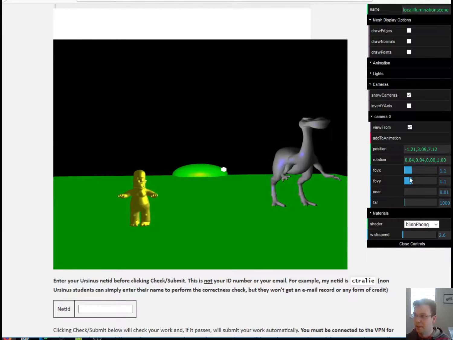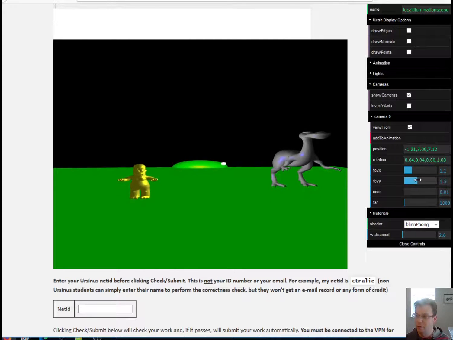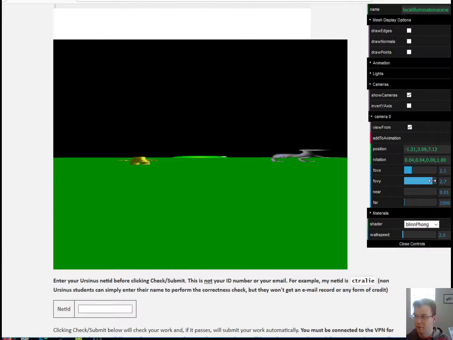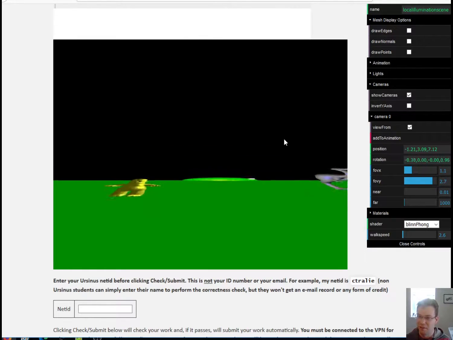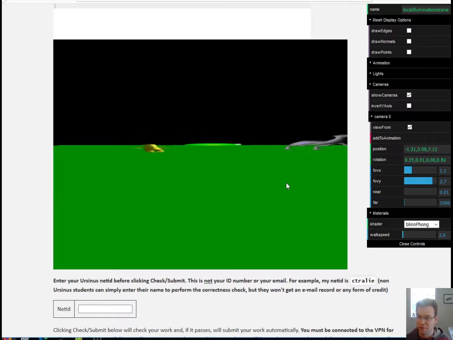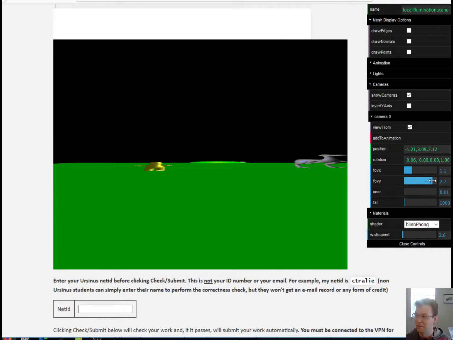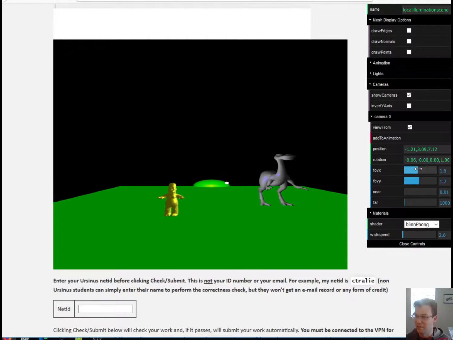Okay. But I can also mess with the field of view in y and do the same thing. So now I'm seeing a lot more in the y direction. And this looks really weird. We don't really see it this way. We have a much more symmetric field of view across both those axes. Okay.